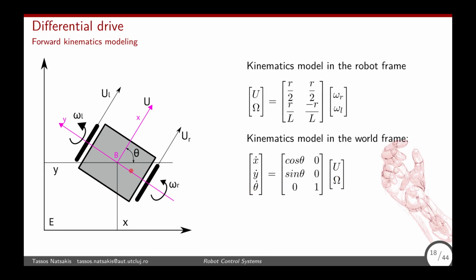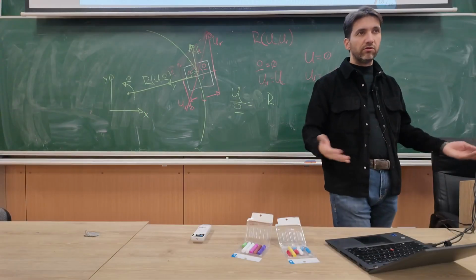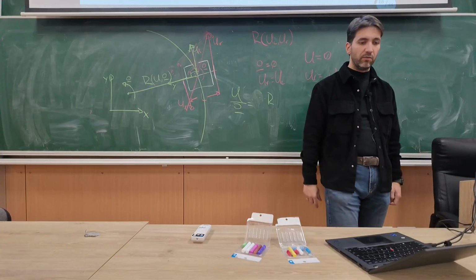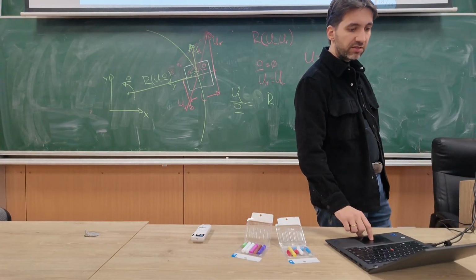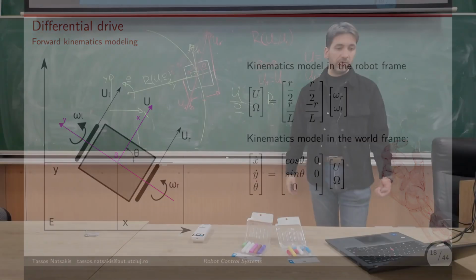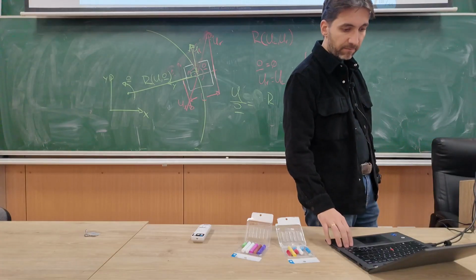Omega and theta dot, so basically how fast am I rotating in the world frame, is the same whether it's in the robot or the world frame, right? Because it's just one rotation, it's the same one. That's why I have here cosine and sine of theta multiplied with u to give me the velocity in the x and the y direction. And theta dot is omega, okay? Nothing complicated.